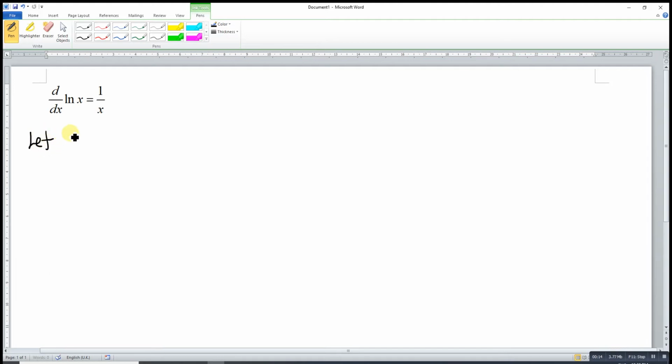We just let y be ln x. So we take anti-ln, or we apply the exponent. So e to the power of y is equal to x. So we further let A be e^y.